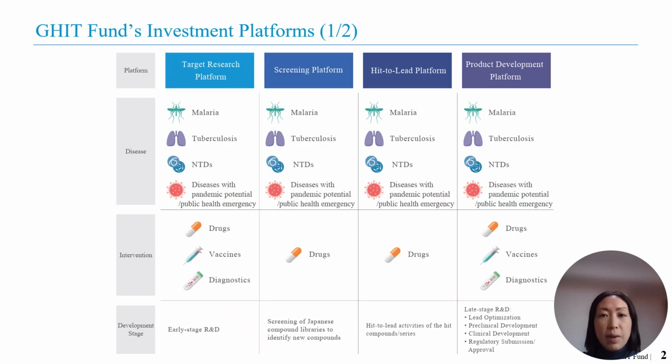This slide provides an overview of the 4 GHIT Fund investment platforms: the Target Research Platform, TRP, the Screening Platform, the Hit to Lead Platform, and the Product Development Platform, PD. These platforms cover projects on developing drugs, vaccines, and diagnostics for malaria, tuberculosis, and neglected tropical diseases, our core focus areas, depending on the development stage.